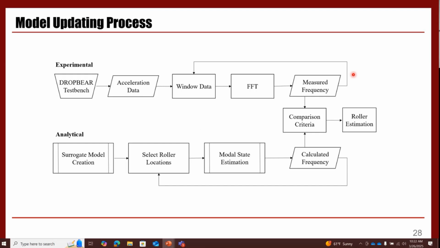For the model updating process for the 1D system, it was separated into the experimental and the analytical. For the experimental, we collected oscillation data, processed it using FFT, and collected the frequency of the system. For the analytical part, there's a creation of a surrogate model to define the cantilever plate beam, then we select some roller locations, and then calculate the frequency. The two frequencies from the analytical and experimental are compared together, using some comparison criteria, to define the state of the system.